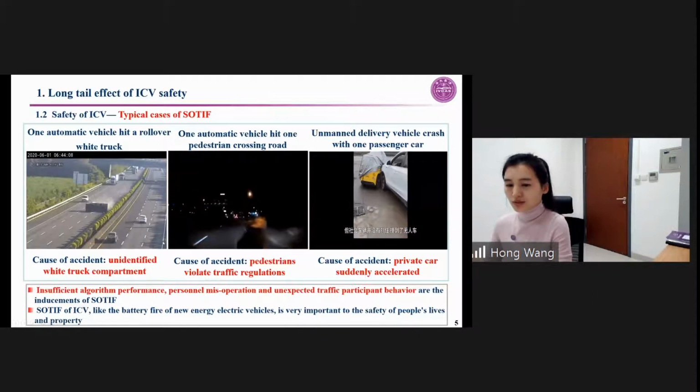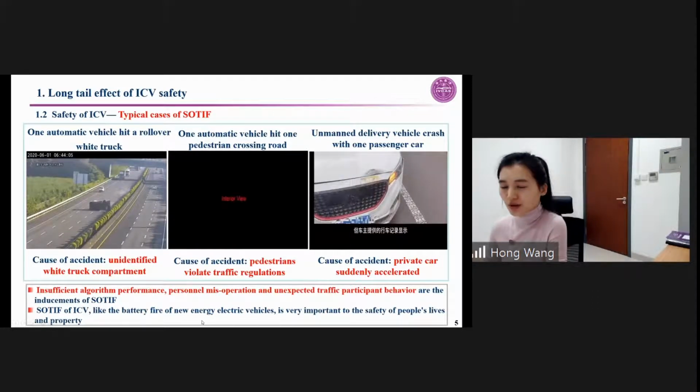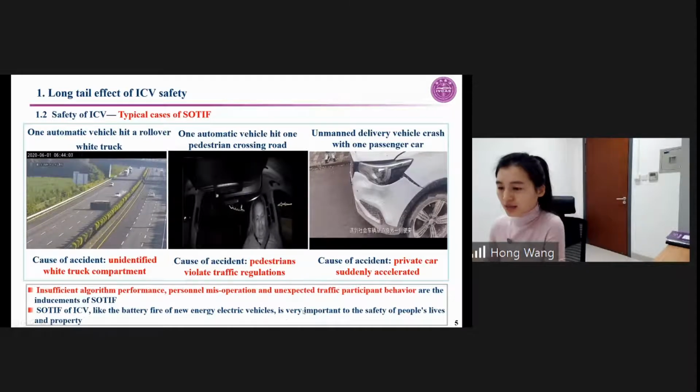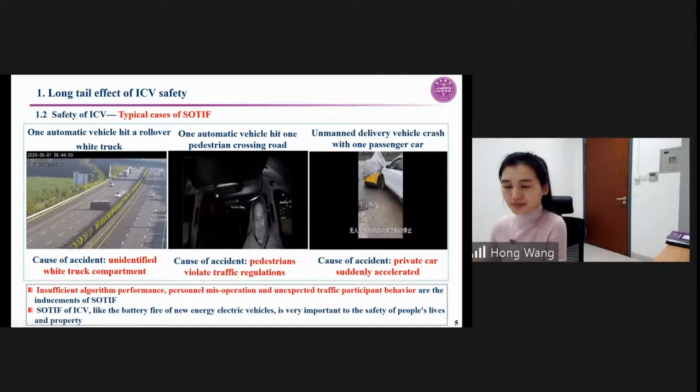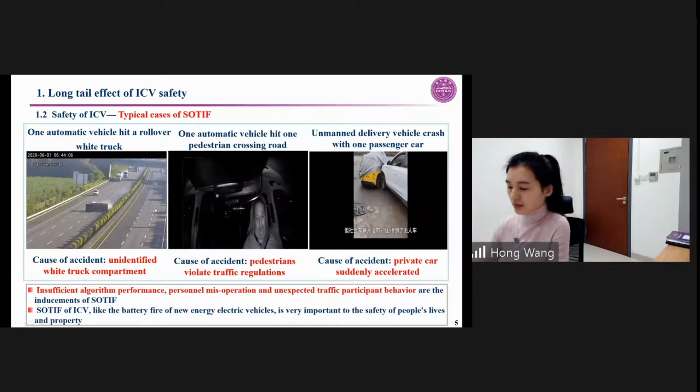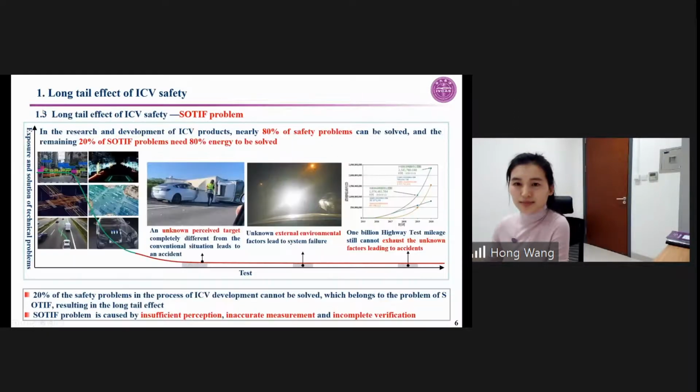So SOTIF of ICV, like the battery life of new energy electric vehicles, is very important to the safety of people's life and property. So let's sum up. That's the long tail effect of ICV safety. In the research and development of ICV production, nearly 80% of safety problems have been solved, but the 20% of SOTIF issues need 80% of the energy to be resolved.